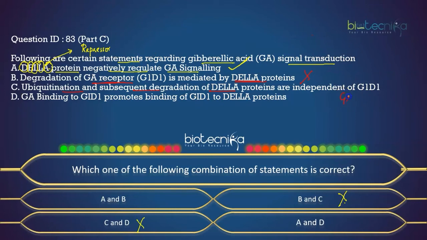No, only when GA comes and binds to GID1, they produce E3. Only if E3 is produced, ubiquitinases can degrade the DELLA protein, not independently. So this statement is also going to be a wrong statement.